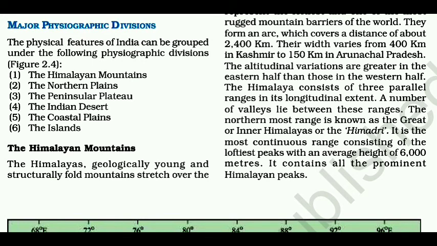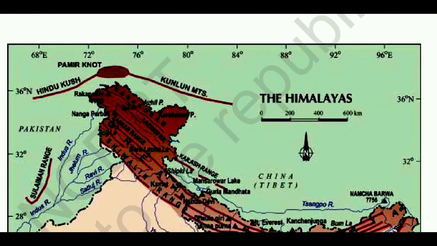The Himalaya consists of three parallel ranges in its longitudinal extent. A number of valleys lie between these ranges. The northernmost range is known as the Great or Inner Himalayas or the Himadri. It is the most continuous range consisting of the loftiest peaks with an average height of 6,000 meters. It contains all the prominent Himalayan peaks. Now you can see here the map.